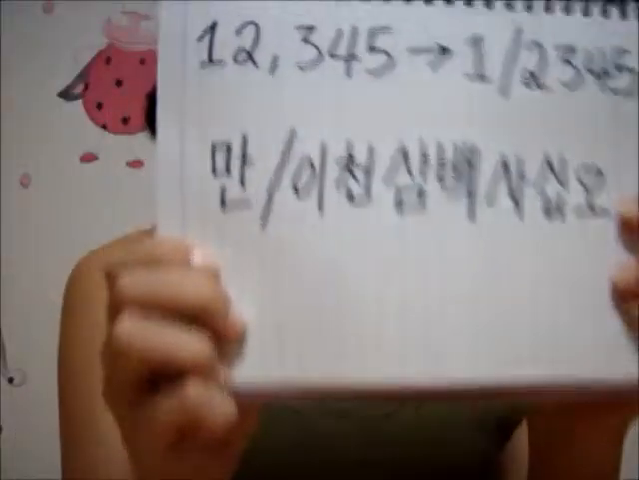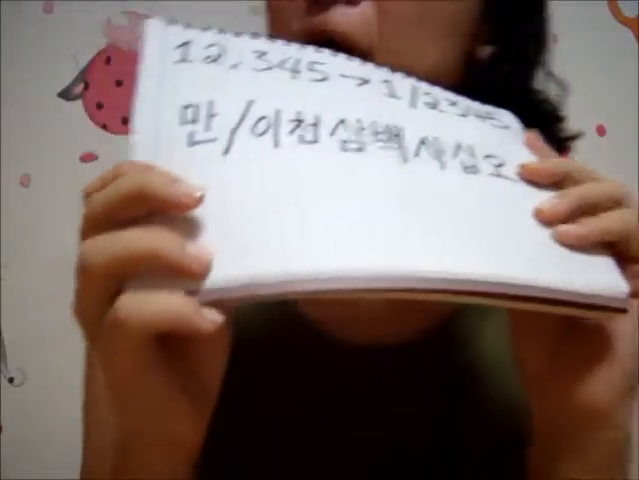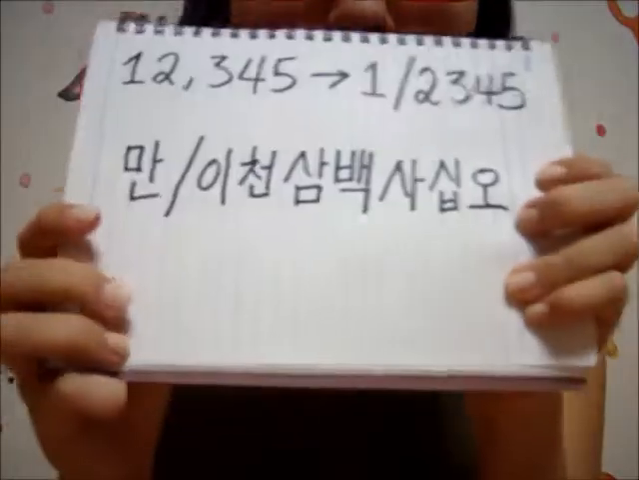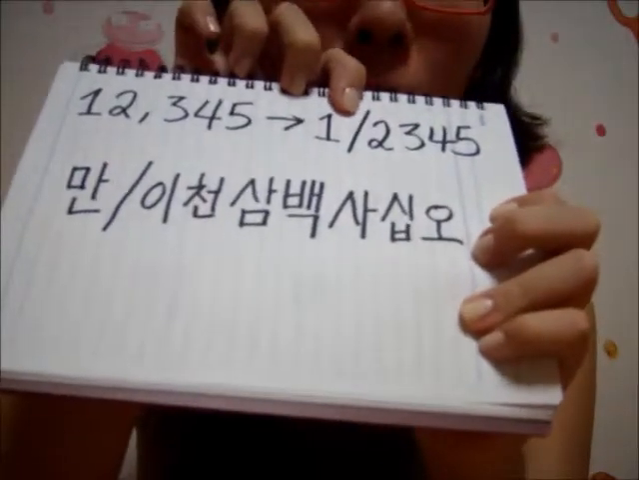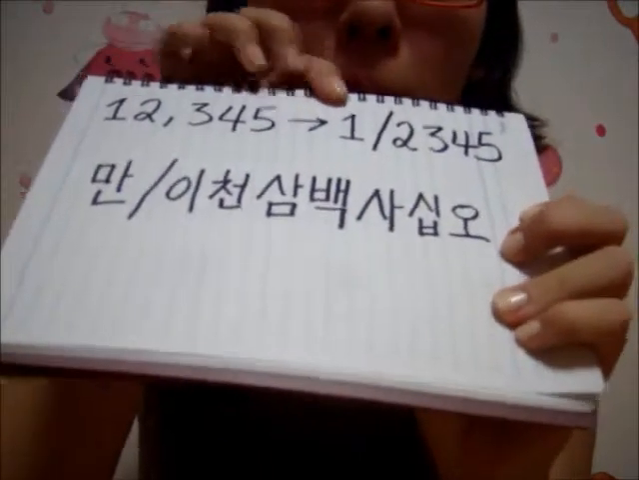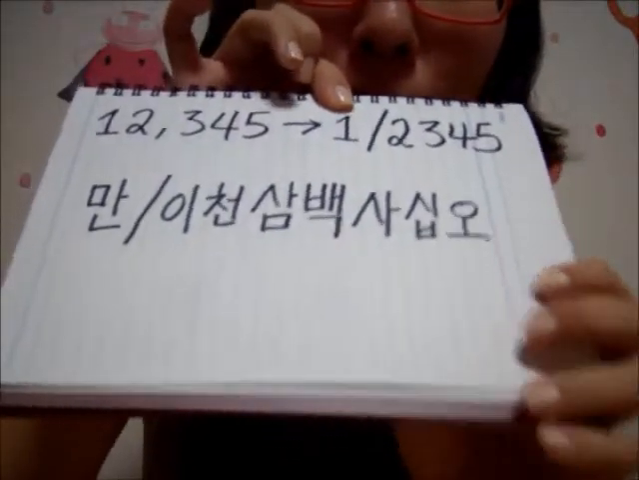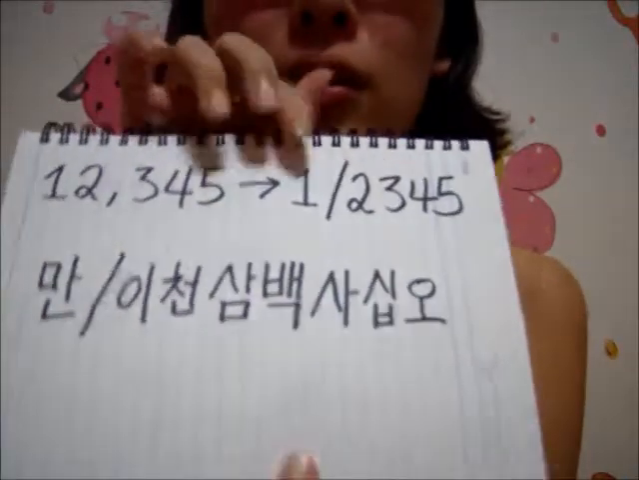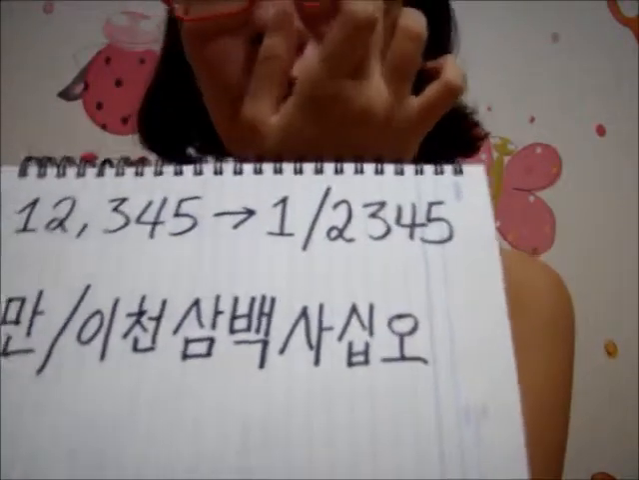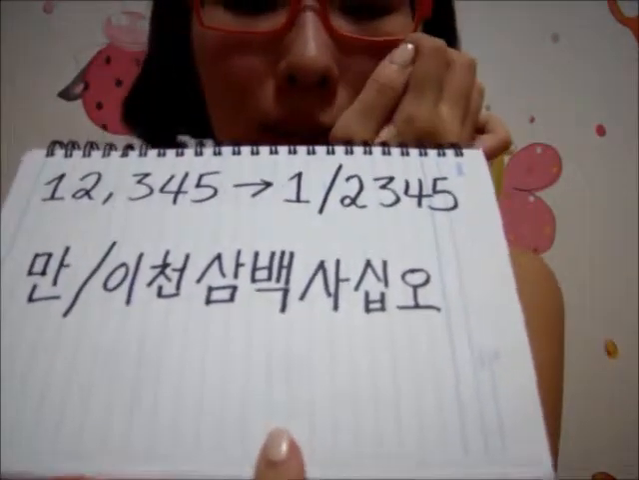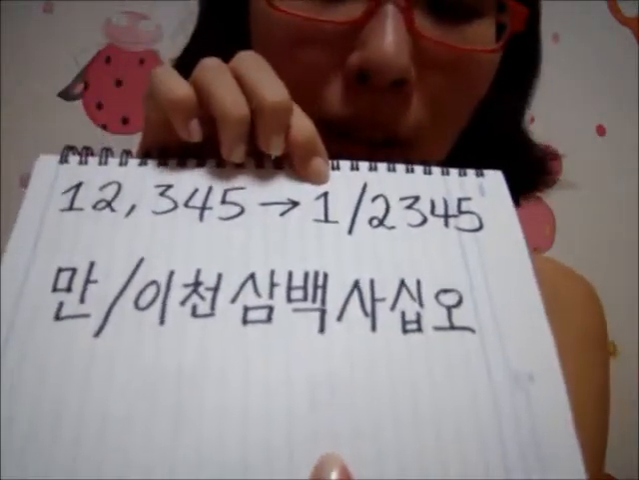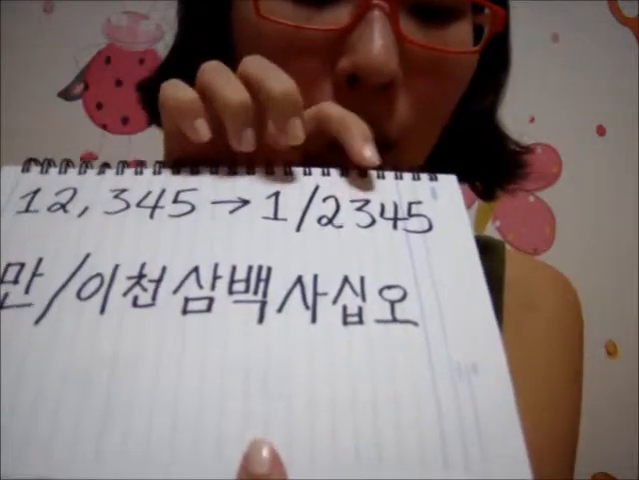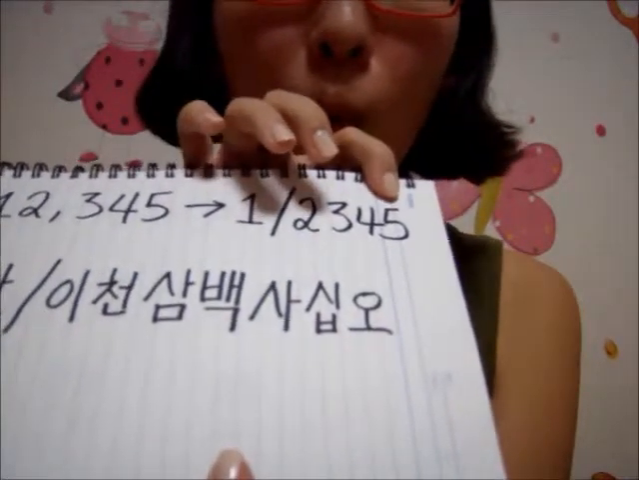And if you have the number 12,345, you would cut off the number after 1 and then say 만 for the 1. You wouldn't say 일 because it's at the beginning. You can say it, but it sounds kind of antiquated. So just say 만 and then go on to 2,345.